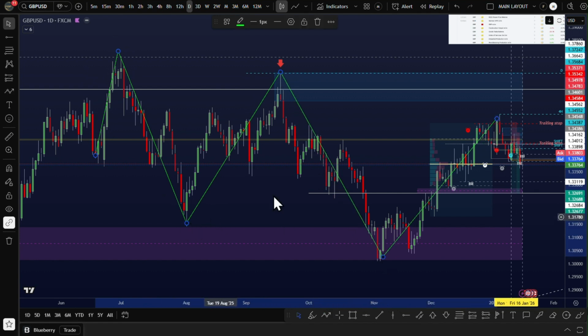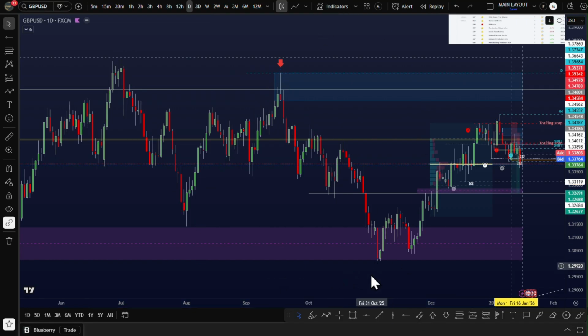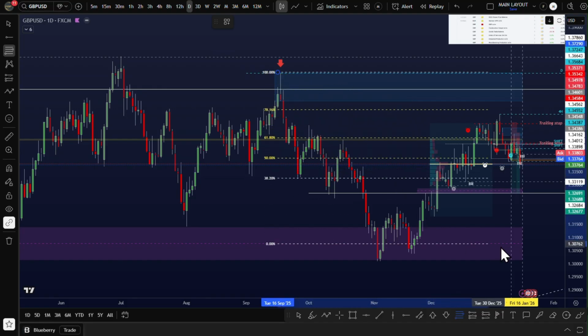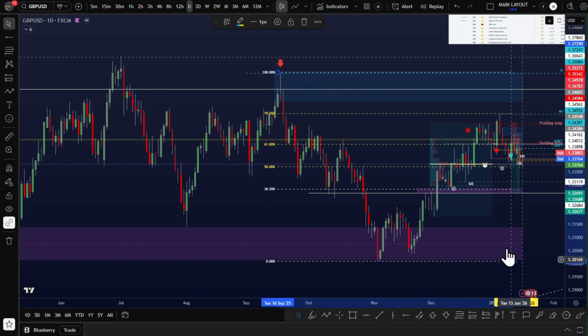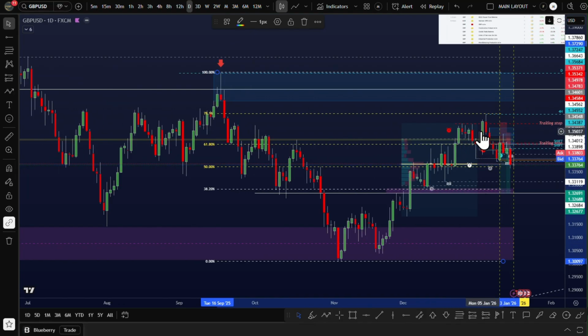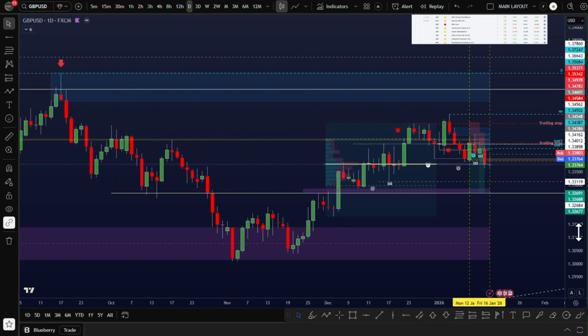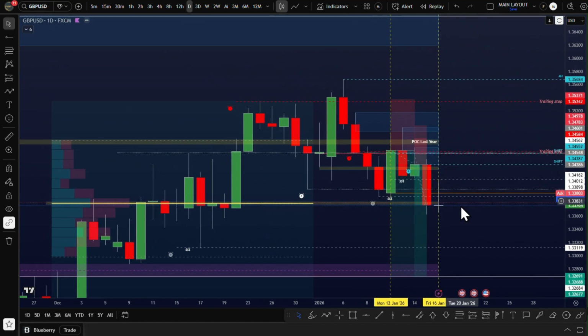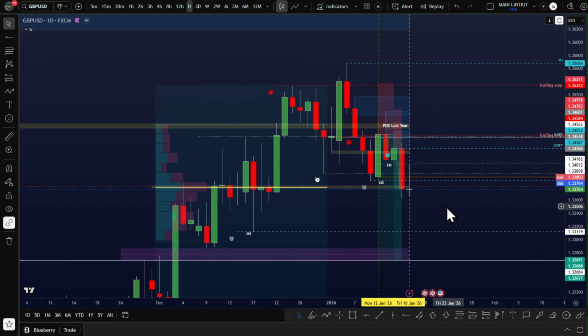You see we're forming a lower low. We have a lower high, lower low. So I was expecting price to drop because when I mark up my Fibonacci, price is currently in a premium zone from this daily order flow. You see, price is in the premium zone. So from that, I was expecting some sell off on GBP USD.